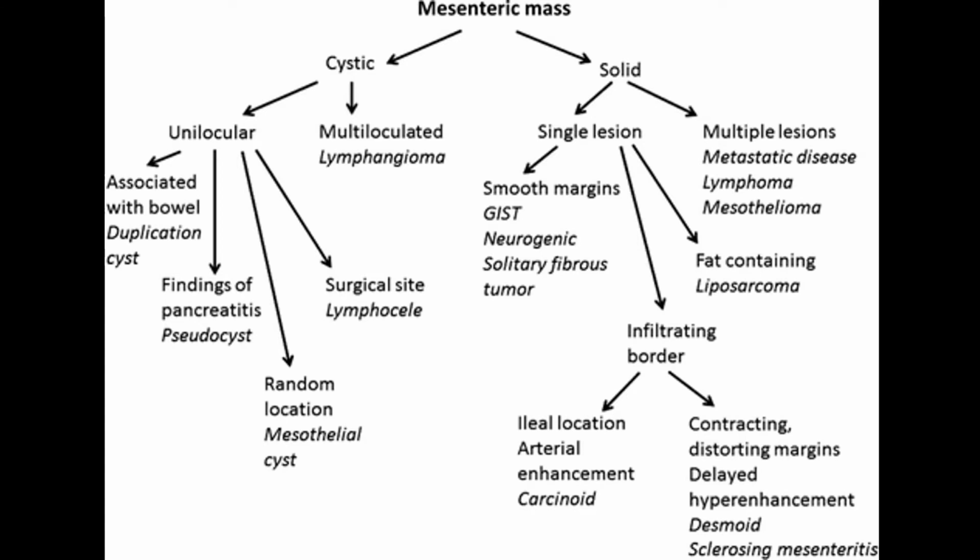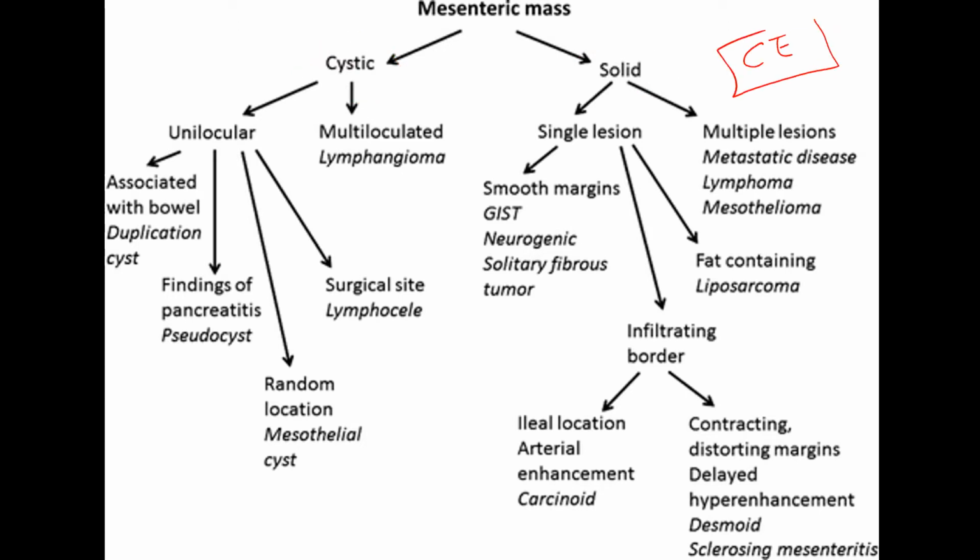Whenever I get a mesenteric mass, the first thing I have to identify is whether it is a cystic lesion or a solid lesion. For example, if I am given an MRI image, the first thing I have to see is whether it is hypointense, isointense, or hyperintense on T1, and again on T2 whether it is hypo, iso, or hyper, and then compare it with the contrast enhanced image.